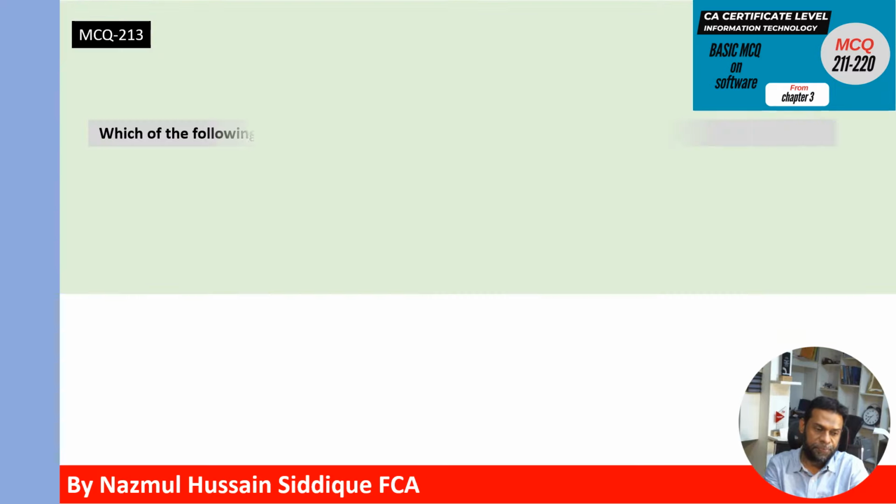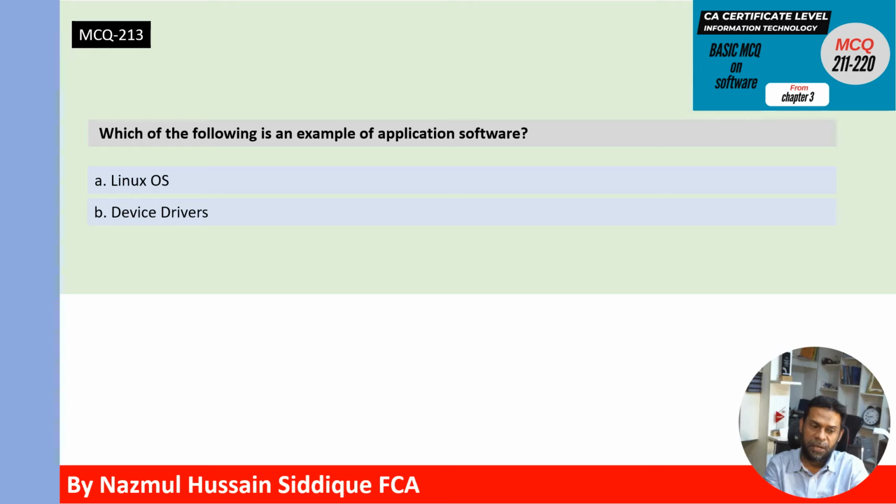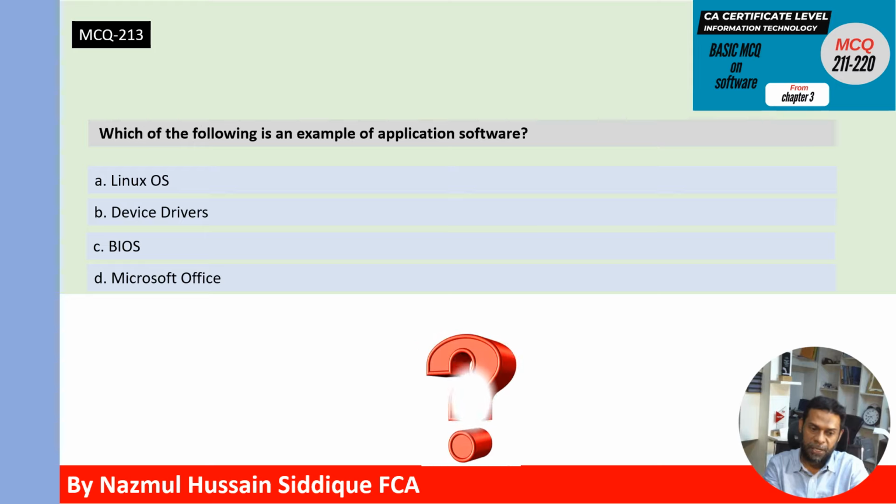Next question. Which of the following is an example of application software? A. Linux OS. B. Device drivers. C. BIOS. D. Microsoft Office. Which one is an example of application software? Option D. Microsoft Office is an example of application software.